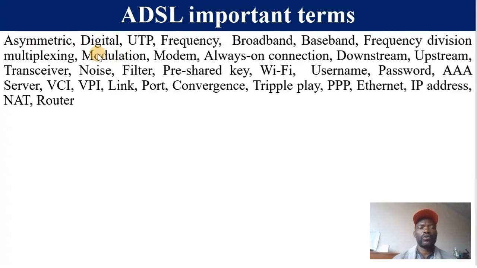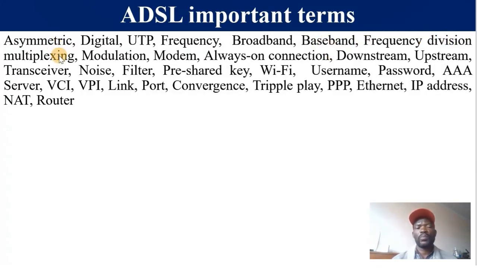Digital, examples of digital signal 0 and 1, or a discrete signal is also a digital signal, meaning that the analog signal must be converted to a digital signal. UTP stands for unshielded twisted pair. This is a copper line used to carry both voice and ADSL. The number of cycles per second is called a frequency. A modulated signal is called a broadband signal. A baseband signal, for example, the voice as I am talking, is a baseband signal. It has not been modulated.